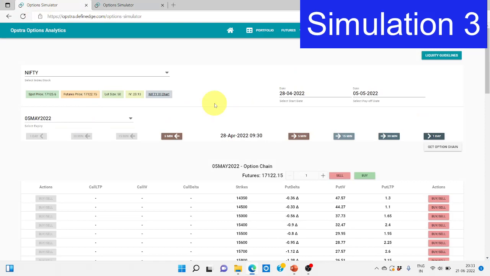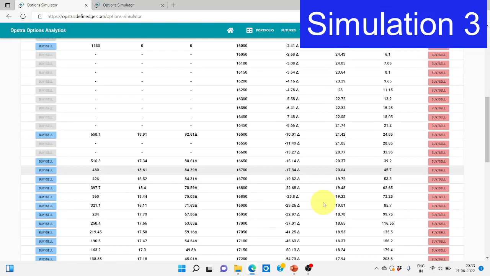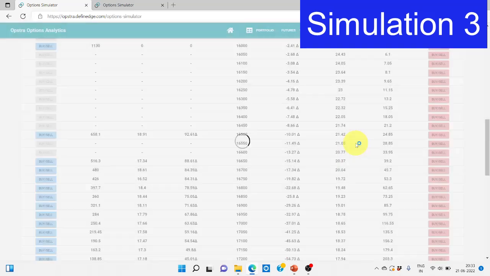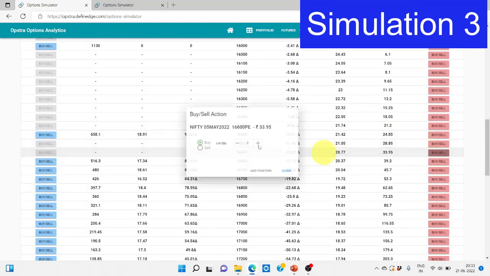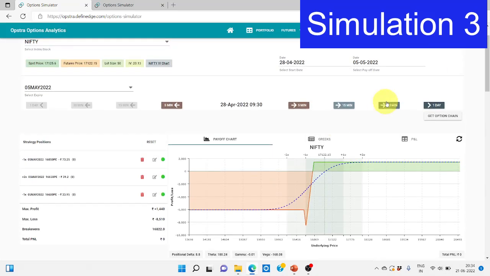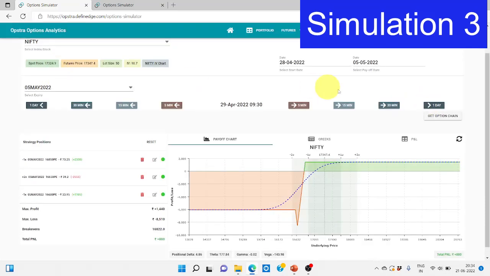So ATM is 17000. So 250 points away is 16850. So 16850 we are going to sell one lot. 16650 we are going to buy 2 lots. 16600 we are going to sell one lot. This is how it is going to be. Let me just check whether it was 17000 as ATM or 17150 as ATM that I have taken for this example. So minus 1540. Okay, I have taken 17000 only.